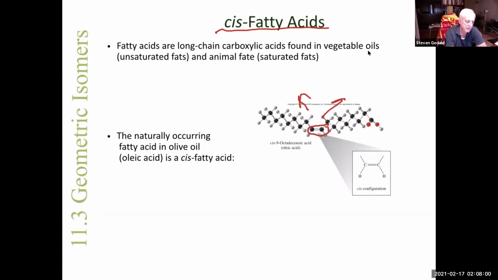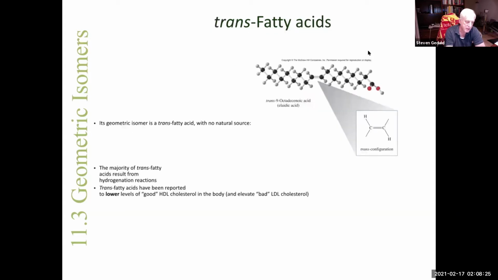Fatty acids are long-chain carboxylic acids found in vegetable oils, unsaturated fats, and animal fat. Animal fats are saturated fats. Naturally occurring fatty acids like olive oil is a cis fatty acid. That's your cis configuration. Both the same things on both sides of the same double bond. Trans fatty acids, you can see one opposite side to a double bond. That's your trans fatty acids.